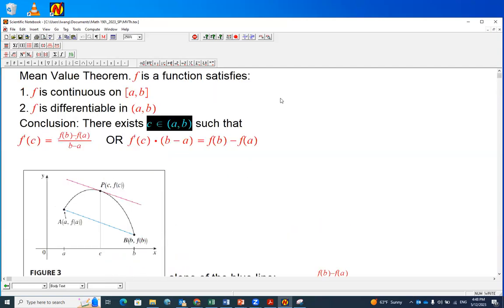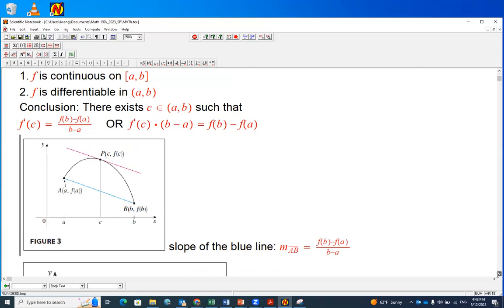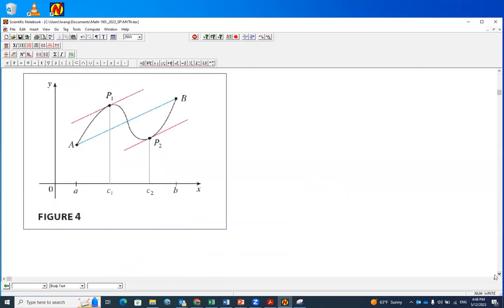So let's look at the proof. I feel the proof is a very interesting one because it is done by applying Rolle's theorem, and in the process, a special function is constructed. I would like you to see how this special function is constructed. Very interesting proof. All right, proof.